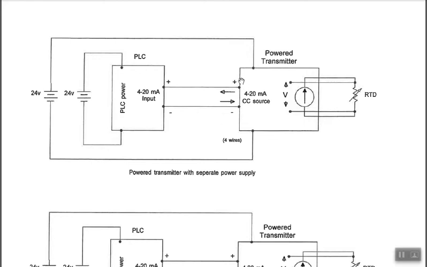So there we go. But here it is straightforward right across. So those are probably the big distinctions between loop powered versus powered transmitter, or 2-wire versus 4-wire. This connection here shows up as very different. And here you could have a separate power supply for the PLC. And here with the powered transmitter, of course, everything stays pretty easy to see.